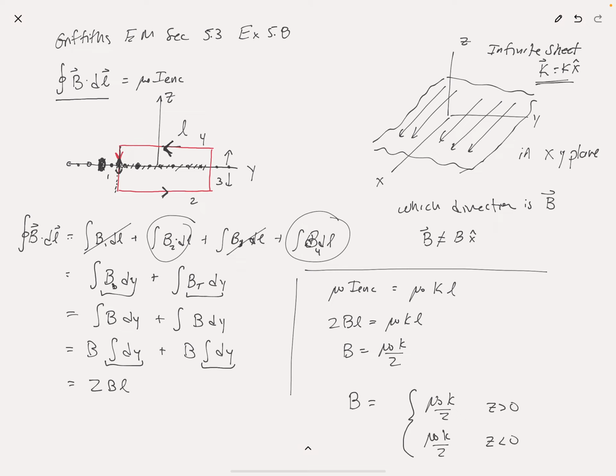Okay, so above the xy plane, right-hand rule tells me it's pointed to the left. And below the xy plane, the right-hand rule tells me it's pointed to the right. That's our full result.